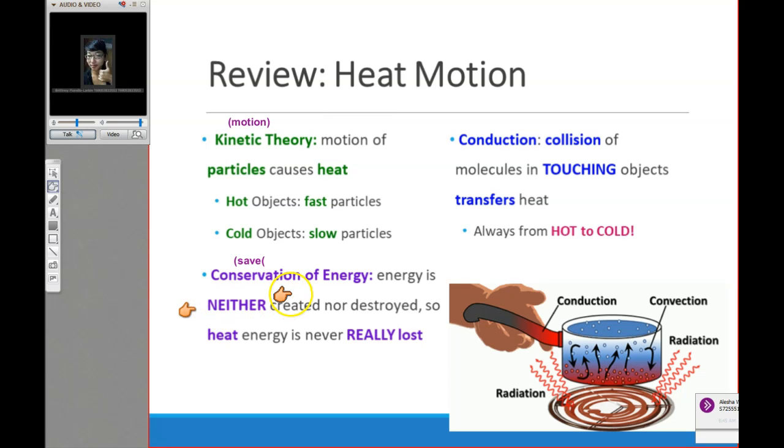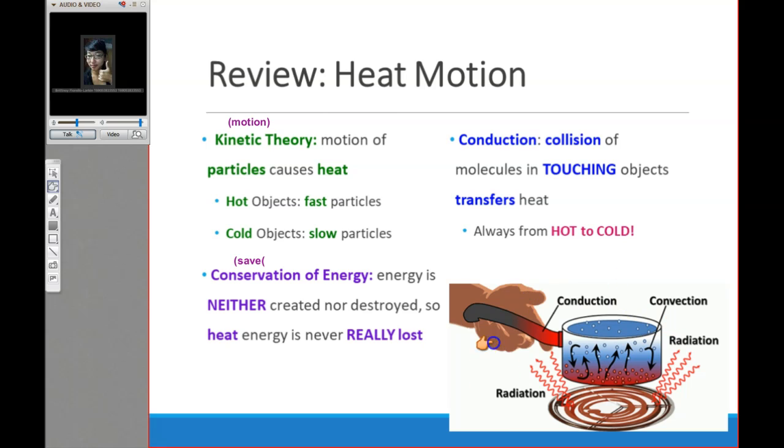So there's never more energy created. There's never energy that's deleted or destroyed from the universe. Instead, it just gets changed. Remember, heat energy is never really lost. All right, heat energy just moves or changes. So for example, conduction, which is the main one we're going to be talking about today, we talked about this during our brain stretch. Conduction is the collision of molecules in touching objects that helps to transfer heat, right? So when objects are touching, the particles go from the hot object to the cold object, colliding, and those collisions transfer the heat. All right, give me a thumbs up, everyone, if that makes sense. Thumbs up if that makes sense.